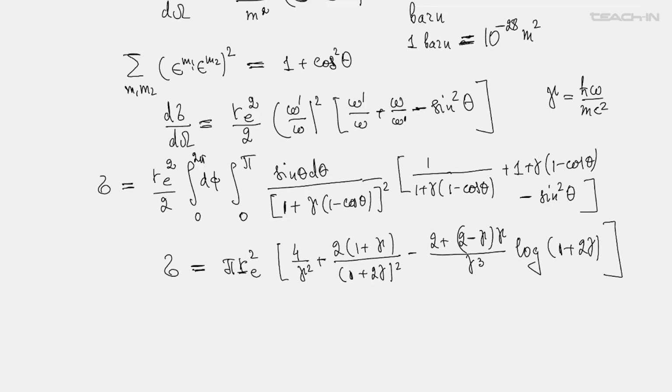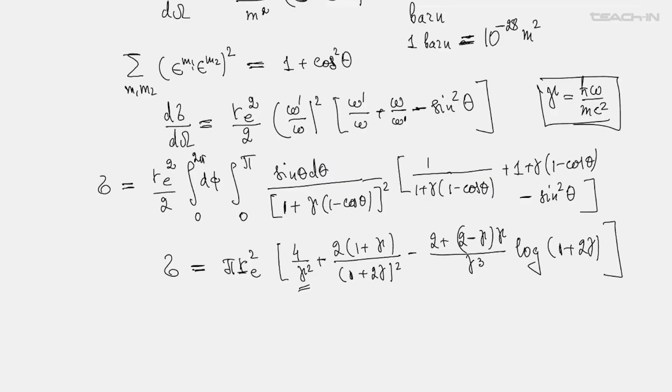So this answer depends on the energy of the initial photon through gamma. This is where the energy of the initial photon comes in. It's proportional to the classical electron radius squared. Expanding this right-hand side in powers of gamma, you should not look like gamma here in the denominator, but this expression does not have any singularity. It has a nice expansion in powers of gamma. So if you expand it in powers of gamma, then it goes in the following way.